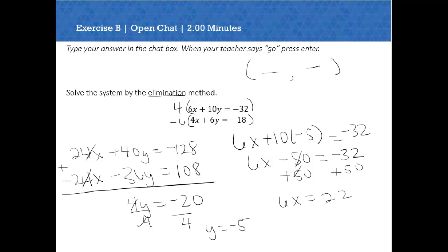I don't like that. Did I do something crazy? Yeah, I didn't add this right, did I? That's 18. Right? I'm freaking myself out. Yep, 18. Divide both sides by 6. X equals 3. So our ordered pair is 3, negative 5. So what this means is if we graph these two equations, they would intersect at 3, negative 5. So that's visually what that means.